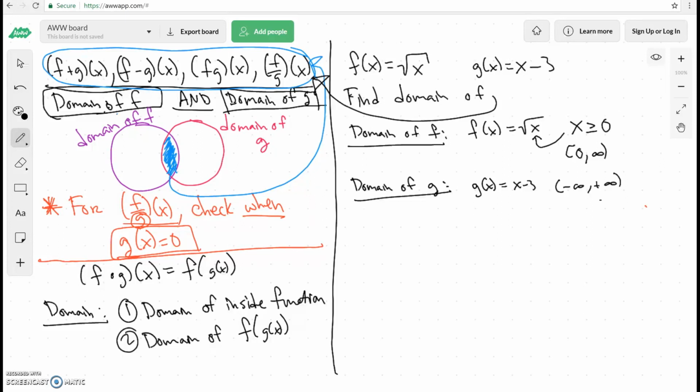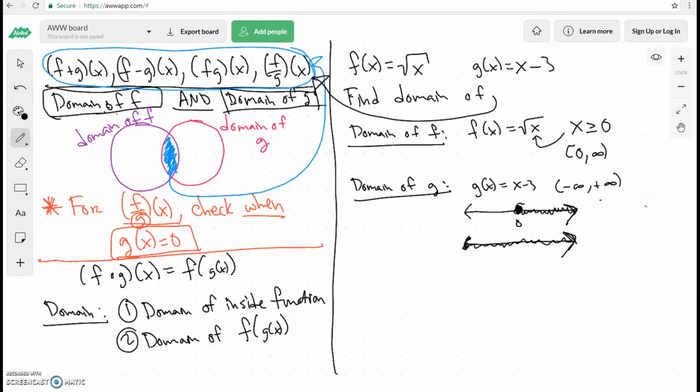Now, what we want to be able to do is find the domain of both of them. So I'm going to take the domain of f and go ahead and graph it on a number line. Here is 0. We know that 0 is going to be included. That's a closed circle. And then everything that's positive is over here. So here is the domain of f. The domain of g, well, that's all real numbers. So everything here is shaded, right? So the entire number line.